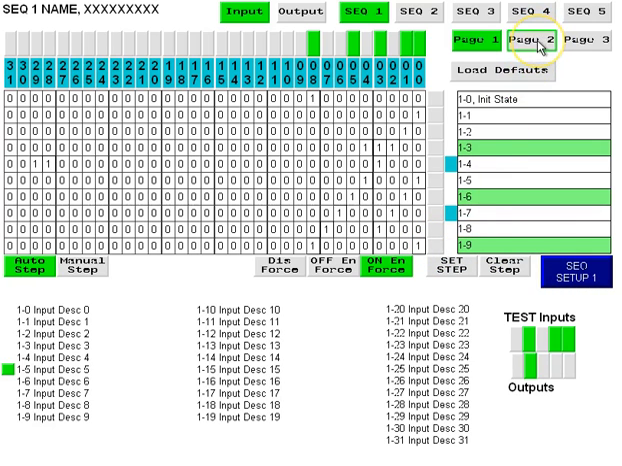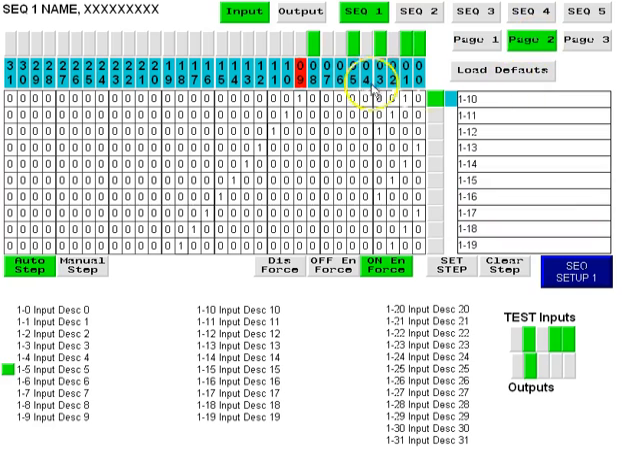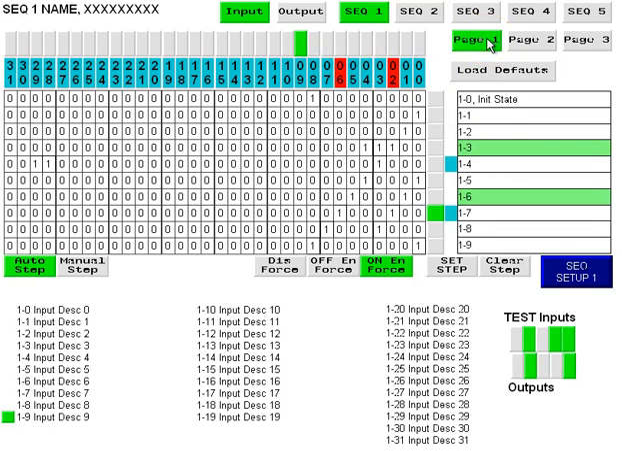Let's look at state 10. For state 10, we need bit 9. We have a red indication, meaning 10 will not be allowed to advance until all other steps preceding are off.